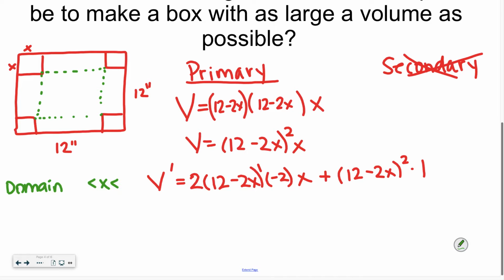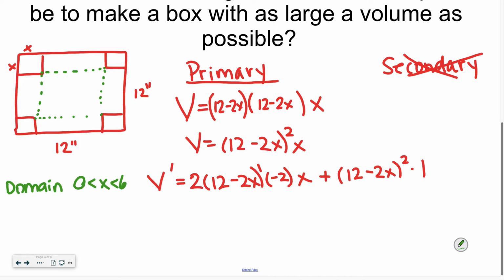What's the smallest we can cut our squares? I mean, we could cut no squares, right? We're not going to do that, but x probably has to be positive, right? What's the biggest we would cut our squares? 6. All right, so x better be between 0 and 6. It's possible that our algebra could lead us to numbers outside of that domain. We need to ignore them because they don't make sense to our problem.